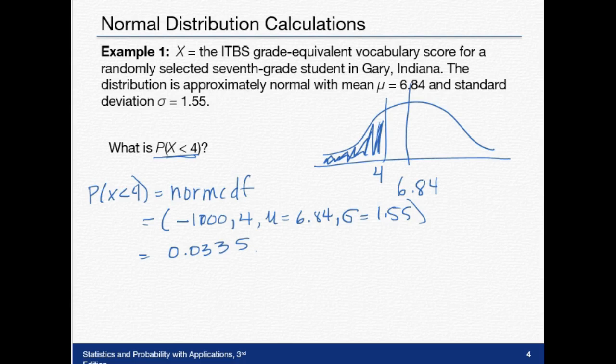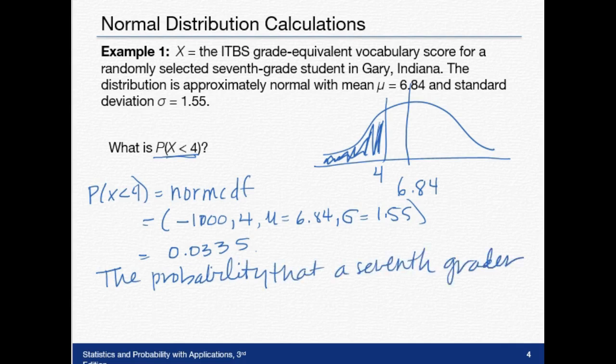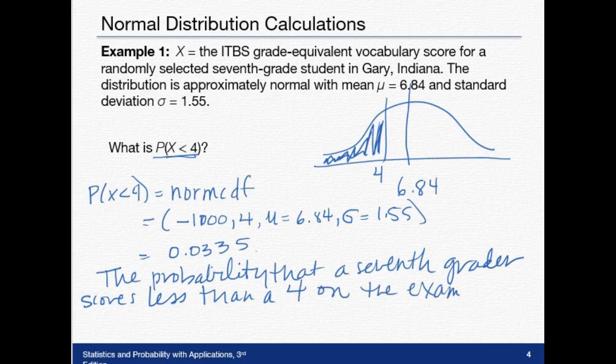Then I have to put a sentence on this. I put it in context. So I say the probability that a 7th grader scores less than a 4 on the exam is 0.0335, or if you wanted, you could write it as a percentage, 3.35%. Either way is acceptable.